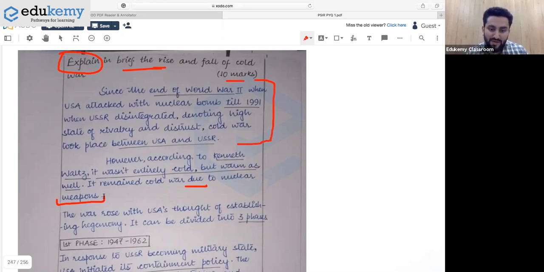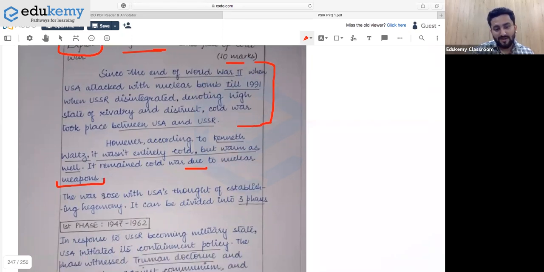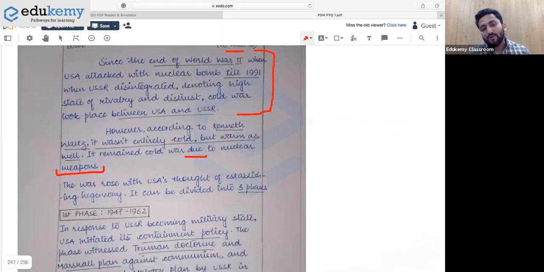The war rose with USA's thought of establishing hegemony. It can be divided in three phases. Now, I told you that there should be two elements in your introduction. One is the background: why that Cold War happened, what is Cold War. So why that happened is explained here.